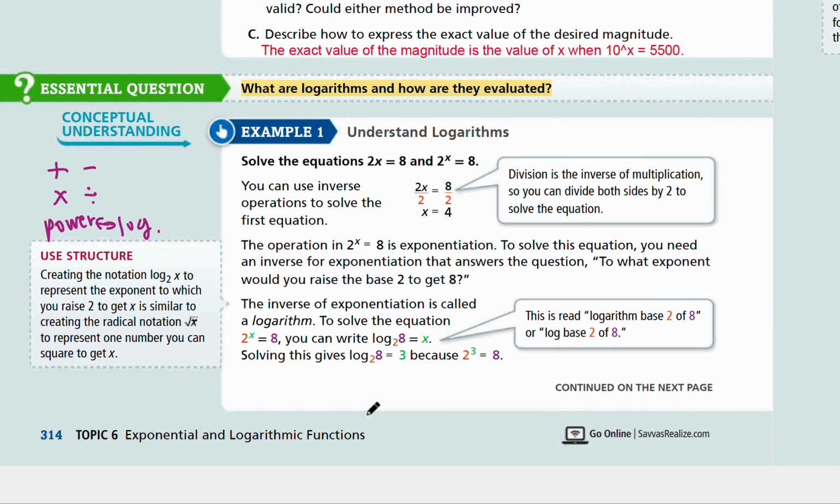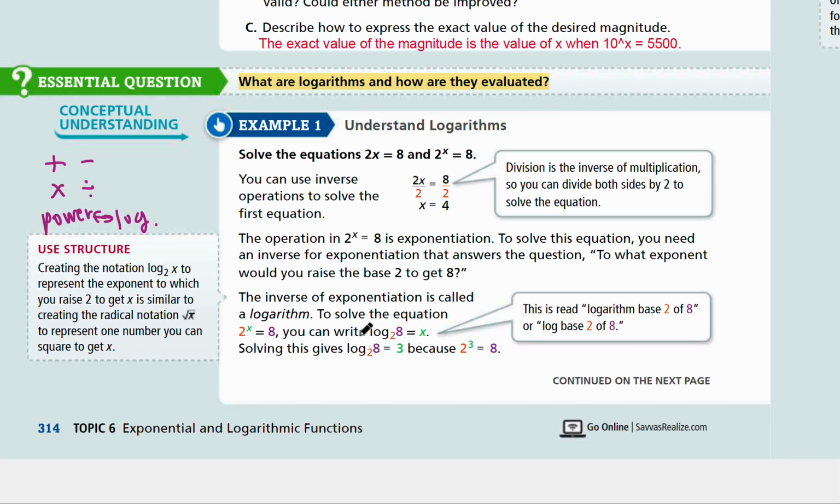So to solve this, you can plug it into the calculator if the numbers are more complicated, but you know that 2 to the power of 3 is equal to 8. So log base 2 of 8 is equal to 3. Okay, so yes, it takes a while for you to understand how it works.